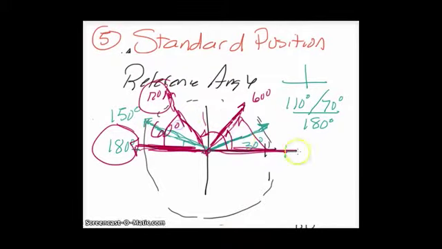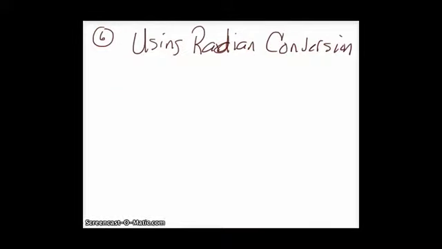Reference angles are very, very important. So please know how to figure reference angles on the unit circle. That would be very helpful. Start using radian conversion, or using radians, and first of all, we're going to talk about converting. So here's an idea.